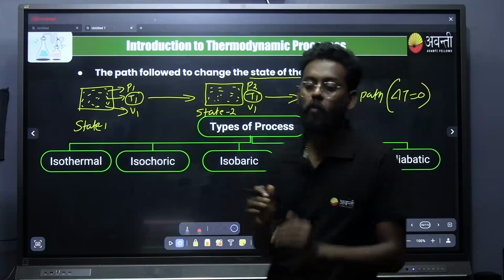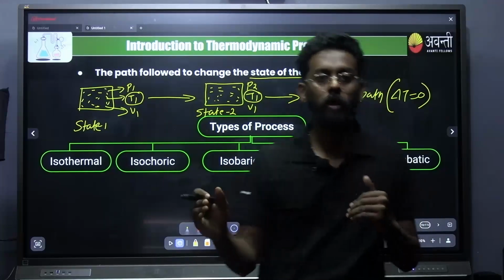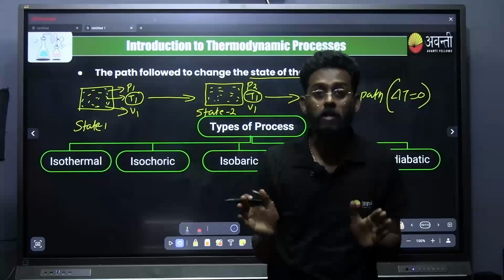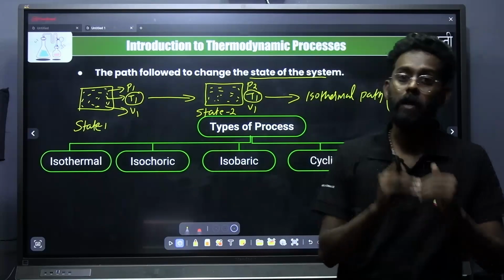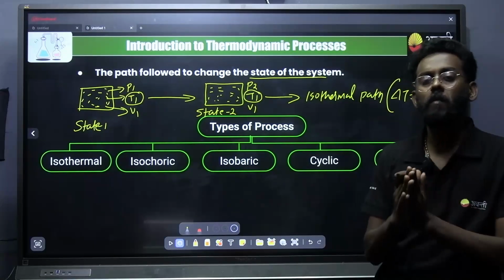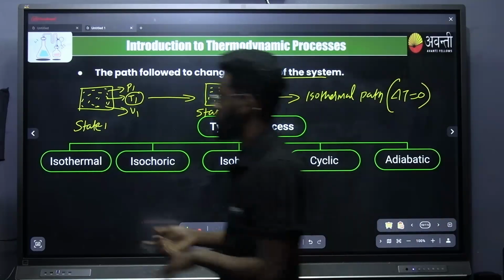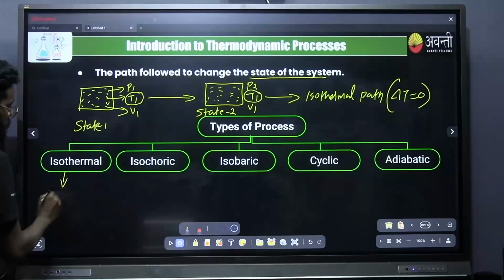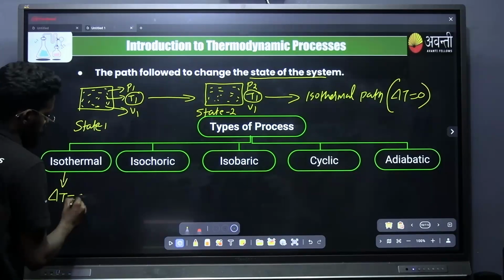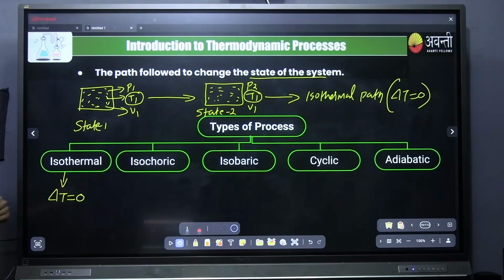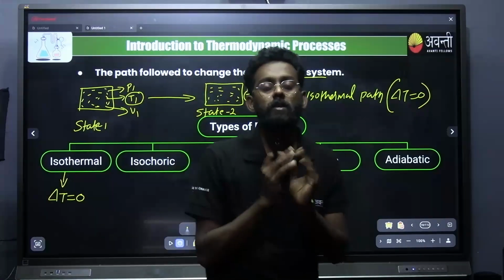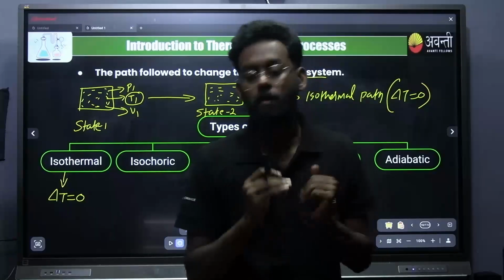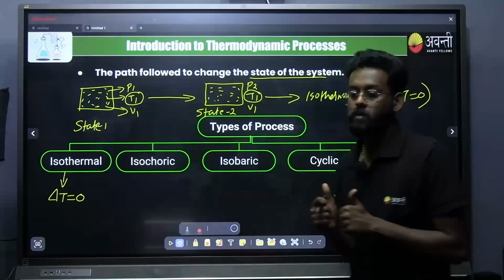That is, if I move from state 1 to state 2 by keeping the temperature constant, that particular path we will be calling the isothermal path, and the process we will be calling an isothermal process. That is, for an isothermal process, delta T will be equal to 0. That is what a thermodynamic process is. It is a path followed to change the state of a system. If I want to change the state of a system, which path I am choosing, that is what a thermodynamic process is. Got it? Understood, everyone?